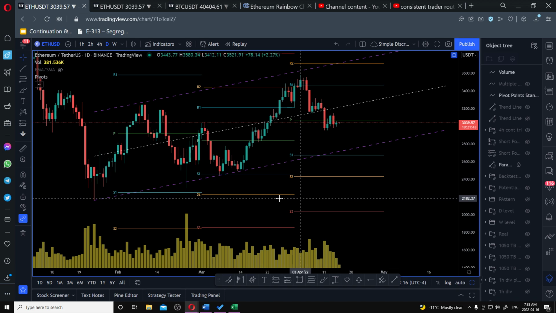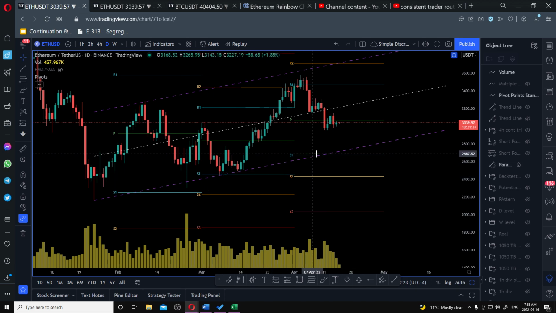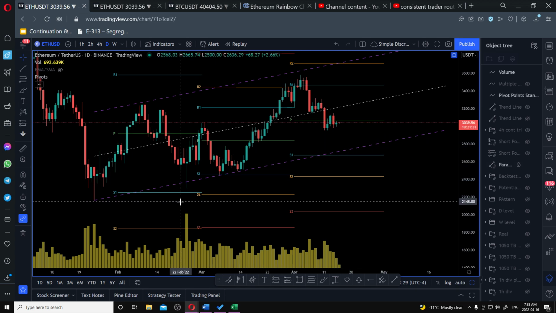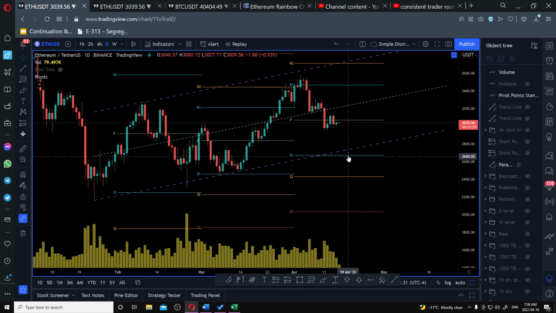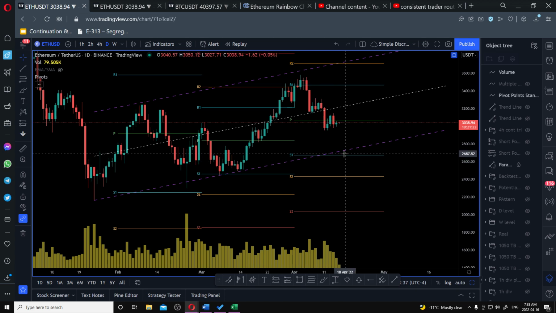Now, do keep in mind that the pivot points have the daily S1s right underneath the bottom of the channels the previous two times, and the third time could occur in the same manner. So we could see a bounce similar to these ones. Given that there's a gap in between, it could be a quick push down before front running that daily S1.